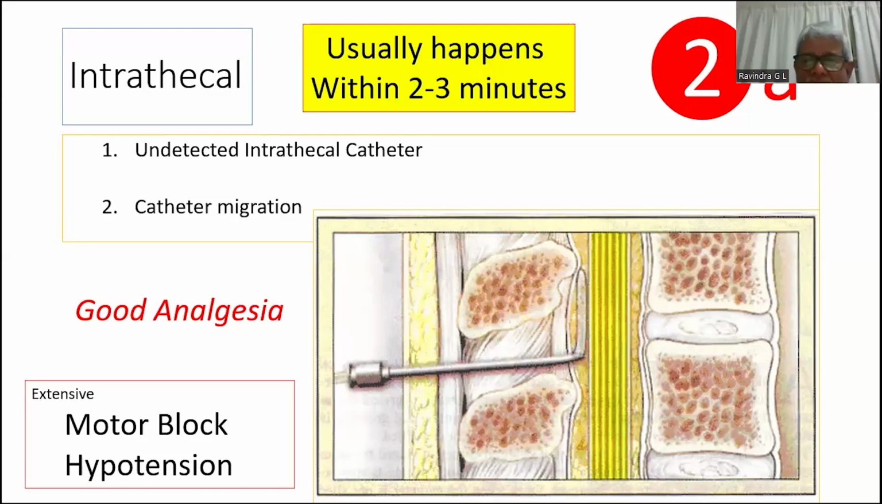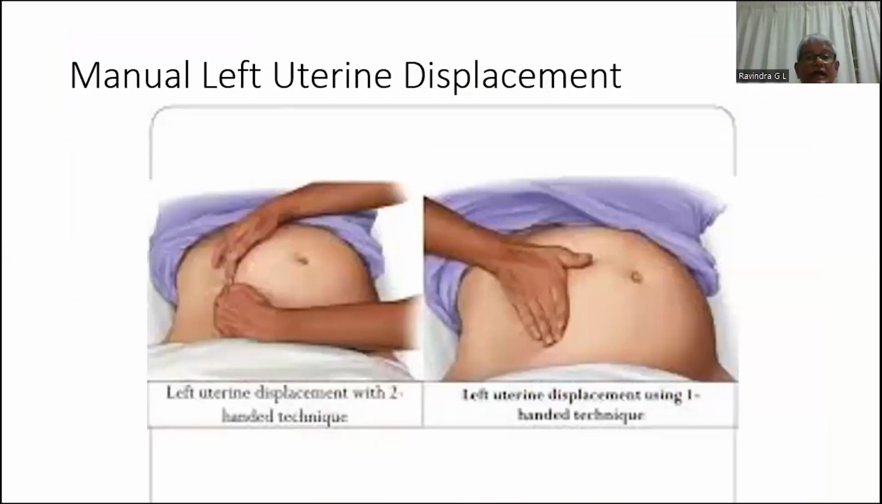And how to manage the intrathecal catheter? I'm sure every one of you knows how to manage an accidental intrathecal dose of the epidural. I will not go into the details. But one important aspect which I tell you: in any kind of hemodynamic disturbance in pregnancy, a manual left uterine displacement becomes very, very essential. Every one of us knows it, but we tend to forget it at the time when there is hypotension. So the first thing you should do if there is hypotension, whatever the reason is, is a manual left uterine displacement. Don't forget it at all.